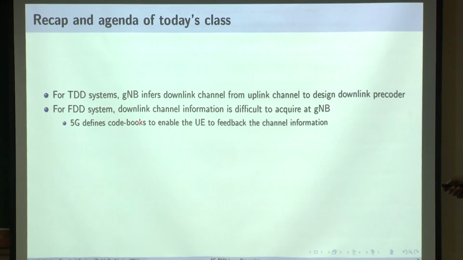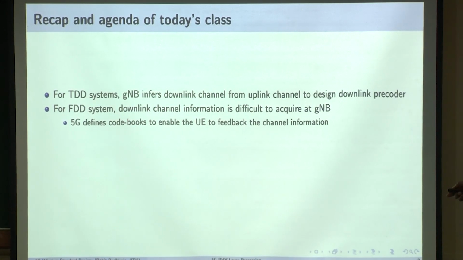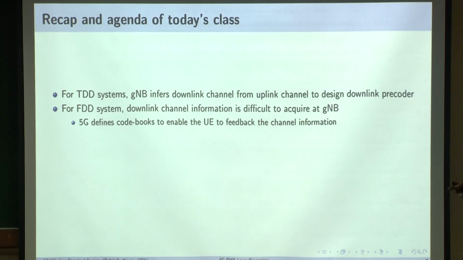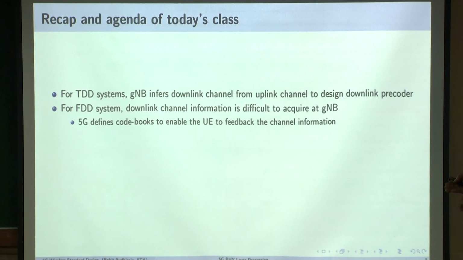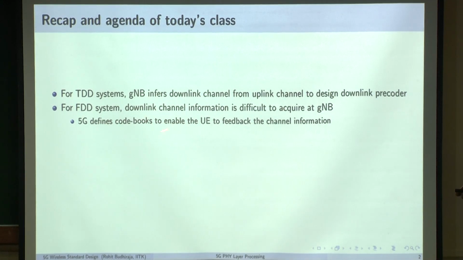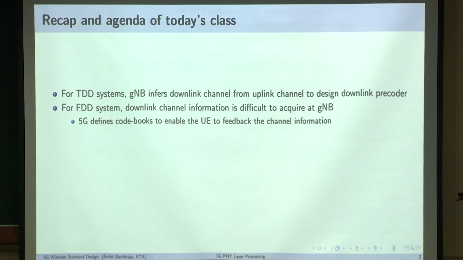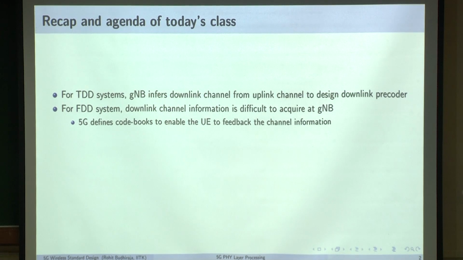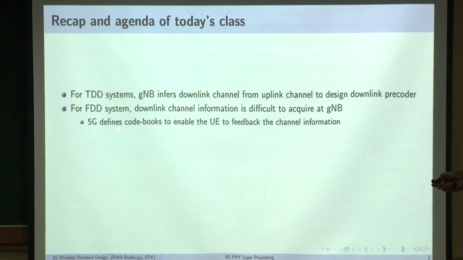So, 5G defines something called codebooks. We will see what these codebooks are. Once I show you, it will become immediately clear. So, 5G defines these codebooks to enable the UE to feed back the channel information. How does it feed back? There is some scaffolding, which is defined for the UE to send this information back. So, the system helps the UE in feeding back the information to the base station.